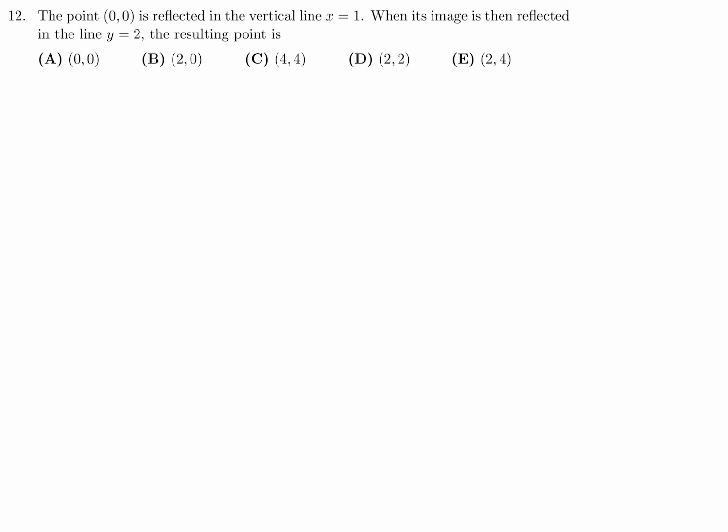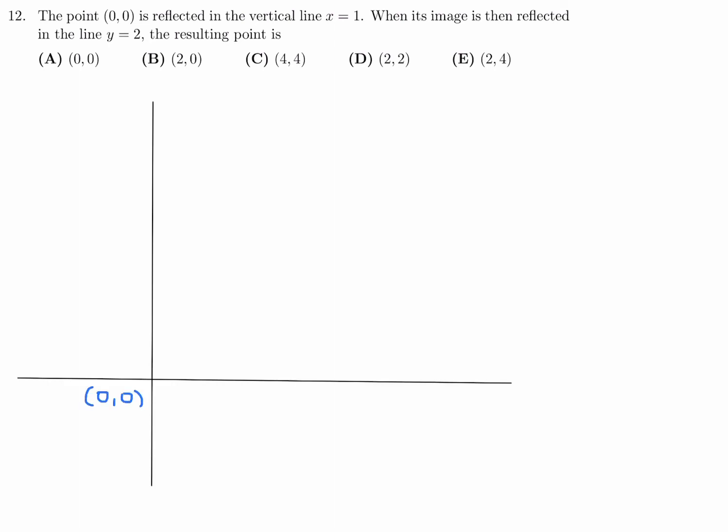The point 0, 0 is reflected in the vertical line x equals 1. When its image is then reflected in the line y equals 2, the resulting point is. So here's 0, 0. And we are first reflecting that in a line of x equals 1. So I'll just write x equals 1 right there. So this is 1, and this line is x equals 1.